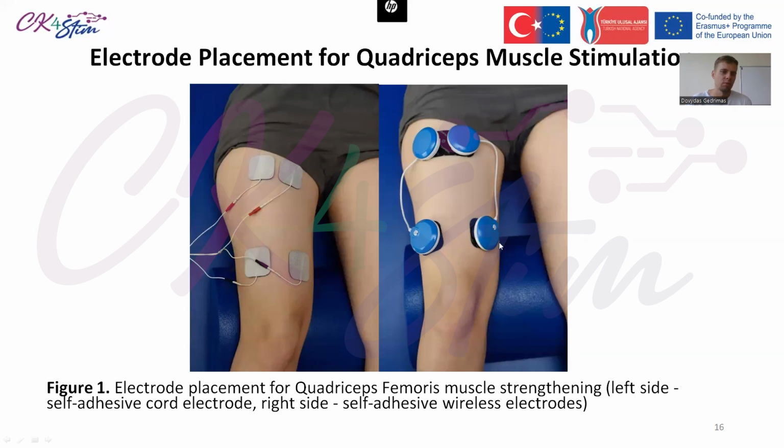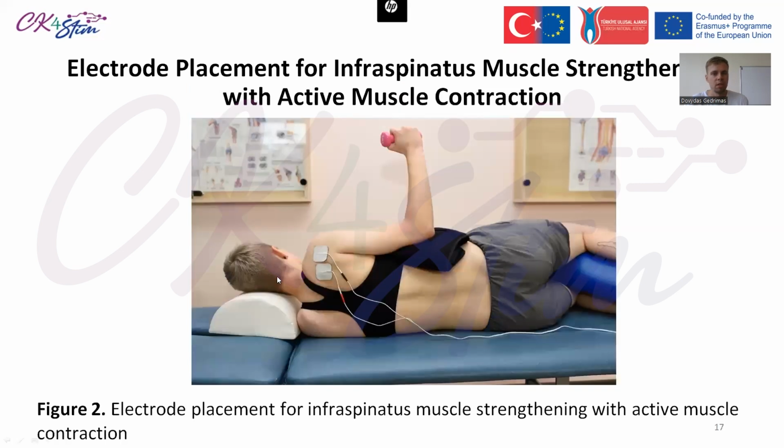In this example, we can see the electrode placement for quadriceps femoris muscle strengthening. The left side is with self-adhesive cord electrodes, and on the right side we have self-adhesive wireless electrodes, but the principle is the same. One electrode is placed on the origin of the muscle, and the other electrode is placed on the motor point of the muscle.